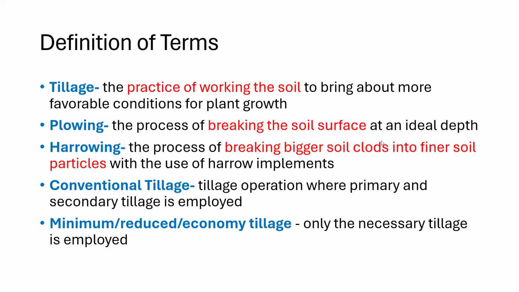The next term we have is conventional tillage. Conventional tillage is the tillage operation where primary and secondary tillage is employed. Further on during our discussion, we'll be discussing what primary and secondary tillage are. Then the last term in our list is minimum, or reduced, or economy tillage. In here, only the necessary tillage operations are employed.